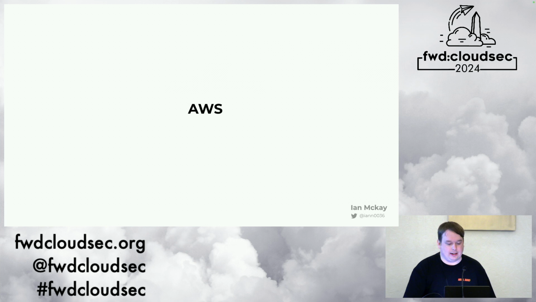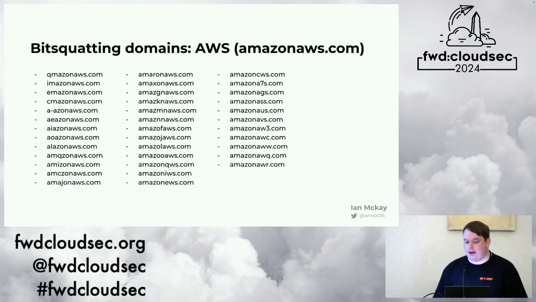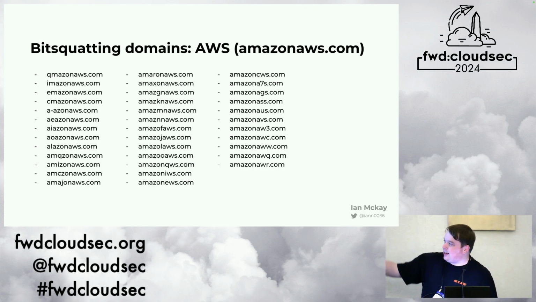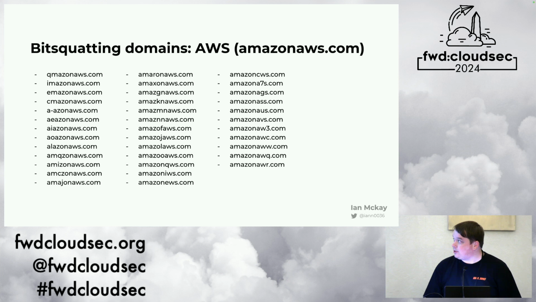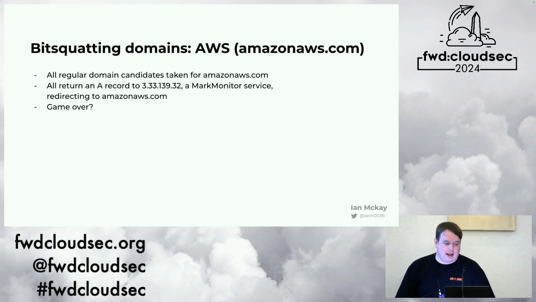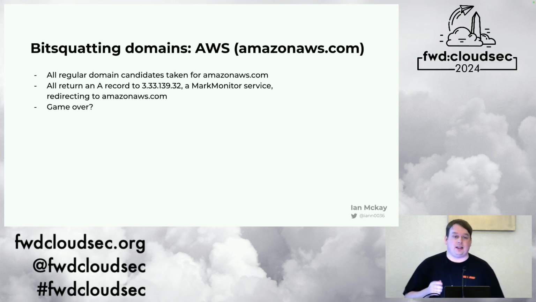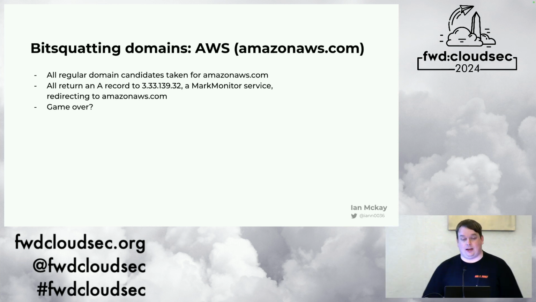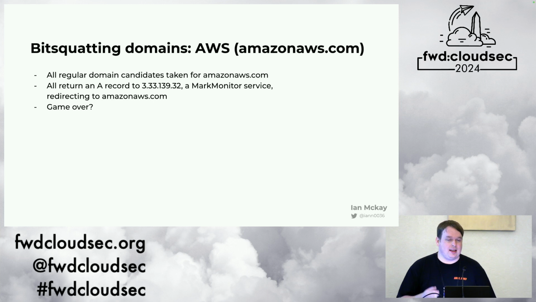Let's talk about AWS now. For AWS, I registered, here are the domains for the single bit squats for AmazonAWS.com. Now, all of these regular domain candidates were taken. In fact, they're all taken by the same exact service and IP, which was a Mark Monitor service. This means that Amazon has gone out of their way to try and defend against this specific attack.